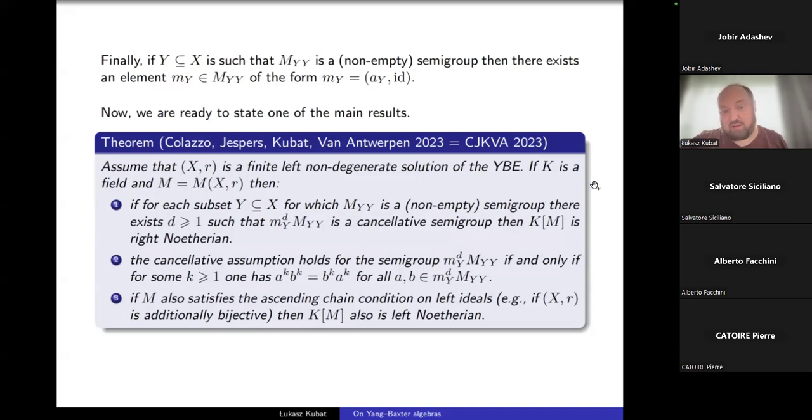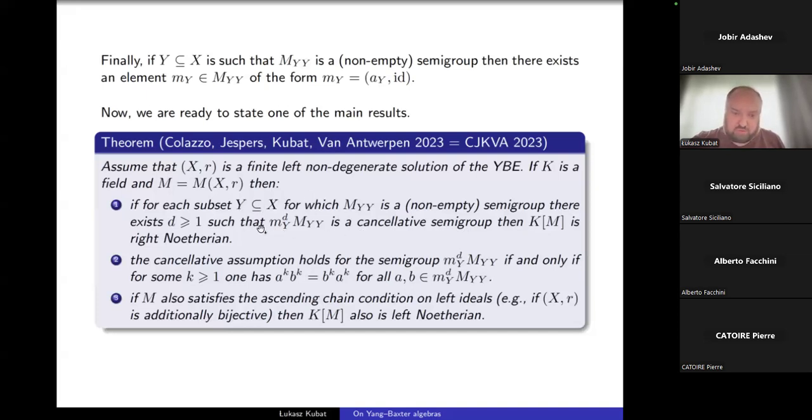And the proposition is as follows: assuming that our solution is finite and one-sided, say left, non-degenerate, then we have the following. If for each subset Y of X, such a subset of our structure monoid M_YY is a non-empty semigroup, and there exists d such that this special element's d-th power times this semigroup is a cancellative semigroup, then our structure algebra, our Yang-Baxter algebra, is right Noetherian.